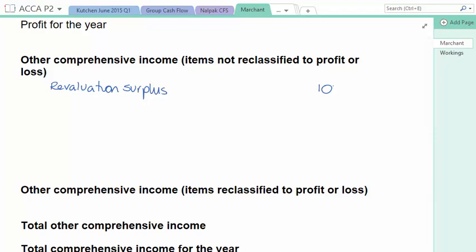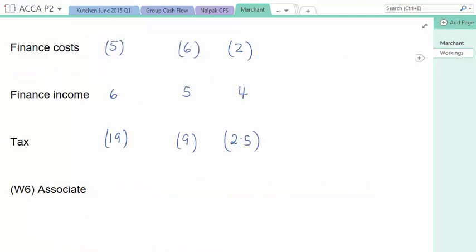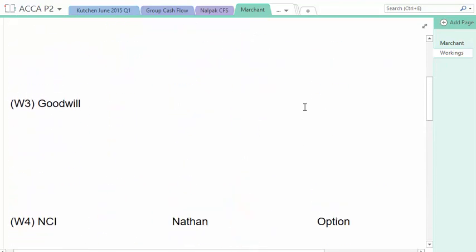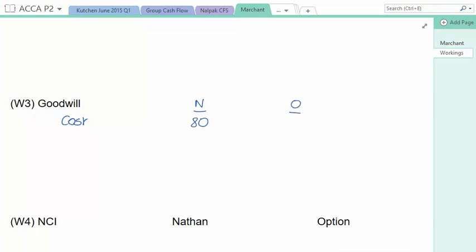Now let's take a look at the following information. We've got note 1. We've owned Marchant for 2 years. The purchase consideration was 80 million. So I'm going to go to my workings, and this is part of our goodwill calculation. Nathan, an option. So here we have the cost of the investment, and the cost of the investment is 80. And it says the fair value of the net assets was 110.